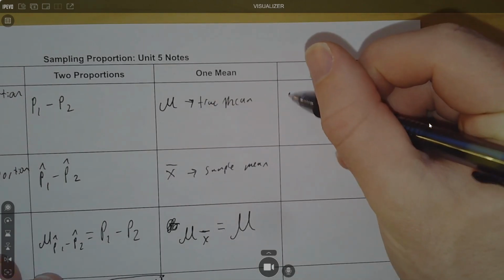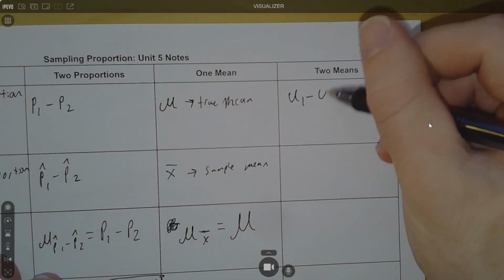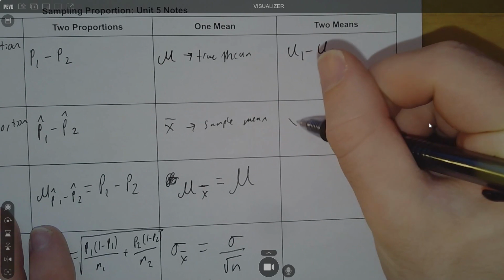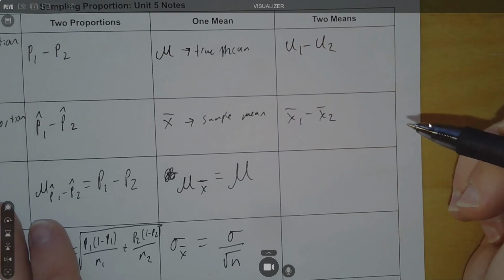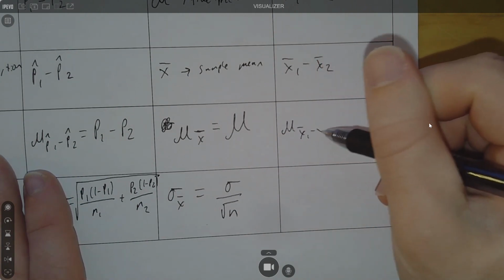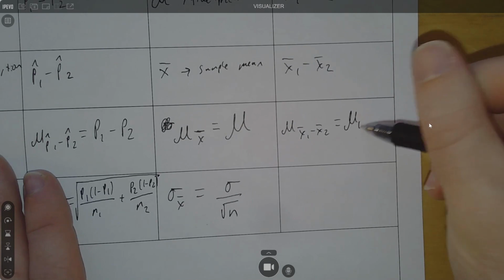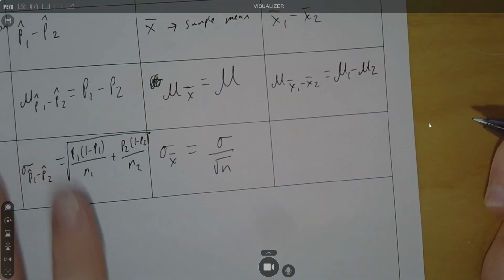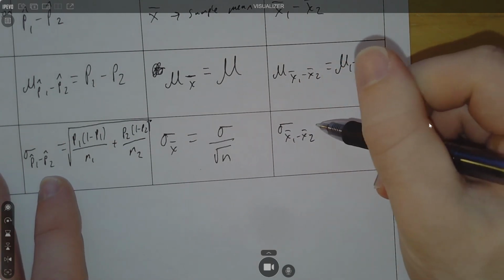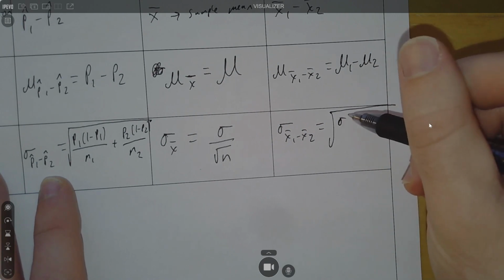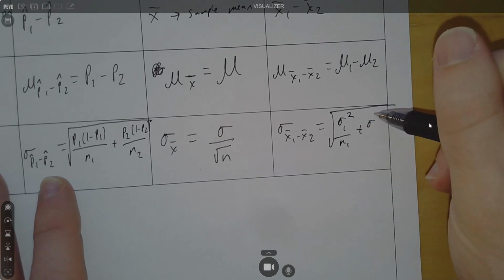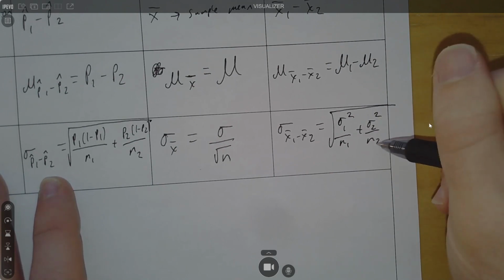Two means, it's mu1 minus mu2 is the parameter. The statistic is x bar 1 minus x bar 2. The mean, so that's mu x bar 1 minus x bar 2, equals mu1 minus mu2. And then the standard deviation of x bar 1 minus x bar 2 is equal to the square root of sigma 1 squared over n1 plus sigma 2 squared over n2.